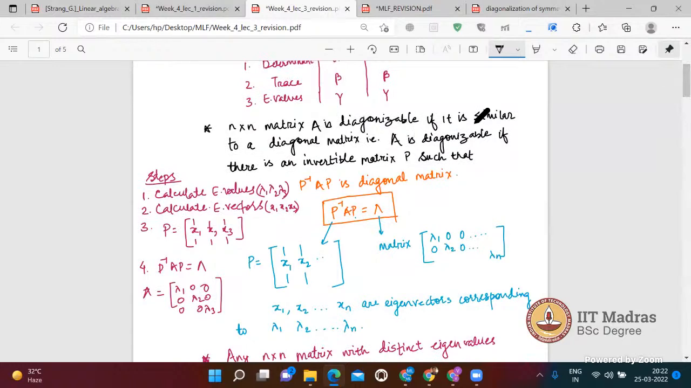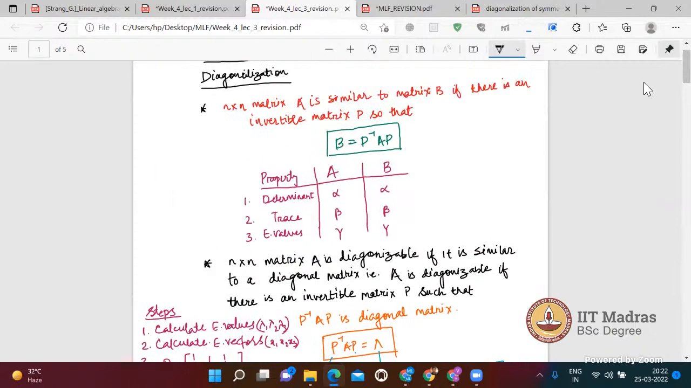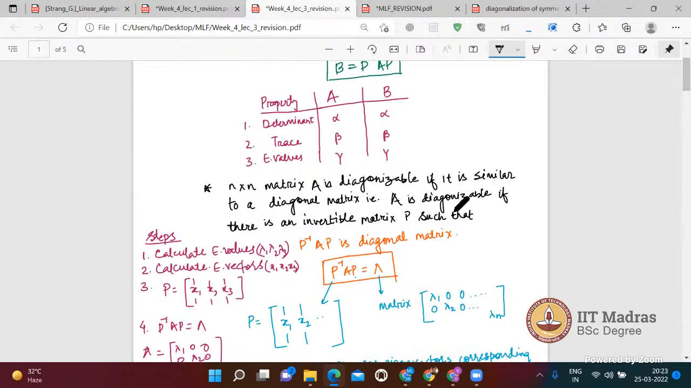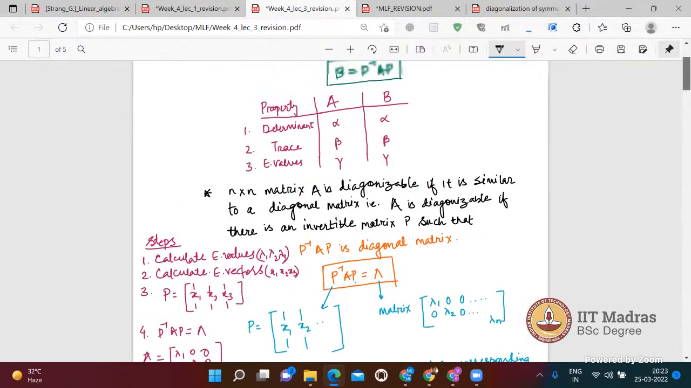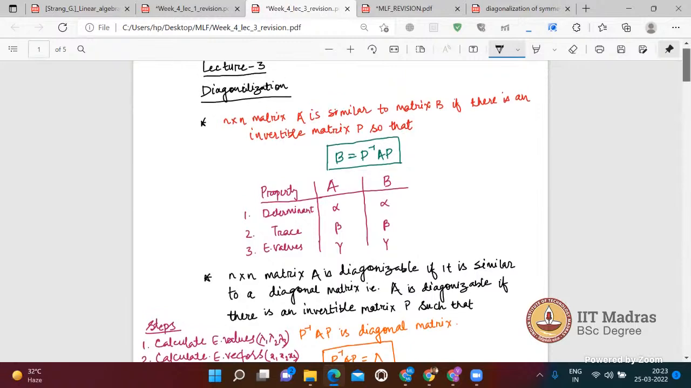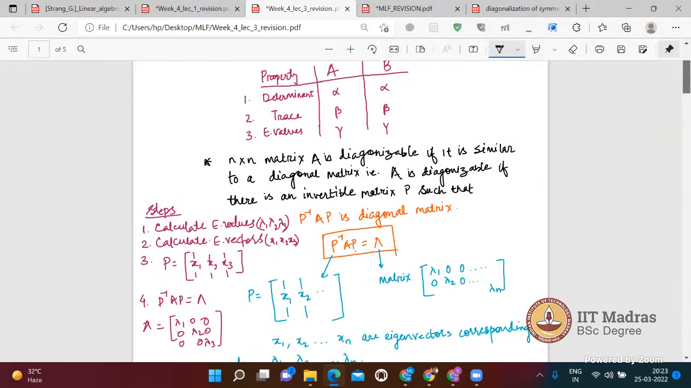A is diagonalizable if it is similar to a diagonal matrix. For example, here in place of B, we have a diagonal matrix, and A is diagonalizable if there is an invertible matrix P. We'll see what the important features are, the important things required to make a matrix diagonalizable.